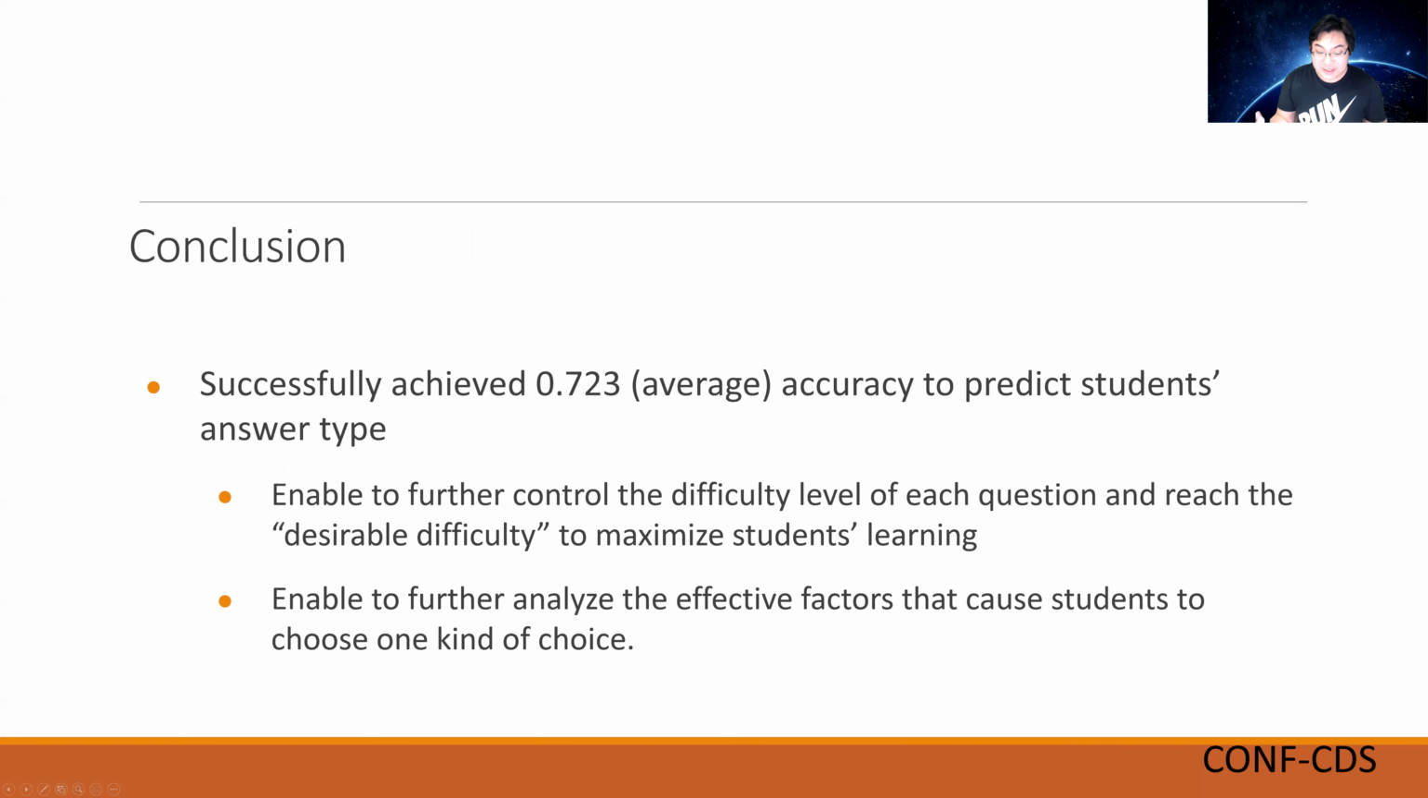Thus, since we successfully achieved 0.723 on average accuracy in predicting students' answer type, we can say our model can be used to further control the difficulty level of each question and reach the desirable difficulty to maximize students' learning. It also can be used to analyze the effective factors that cause students to choose one kind of choice.